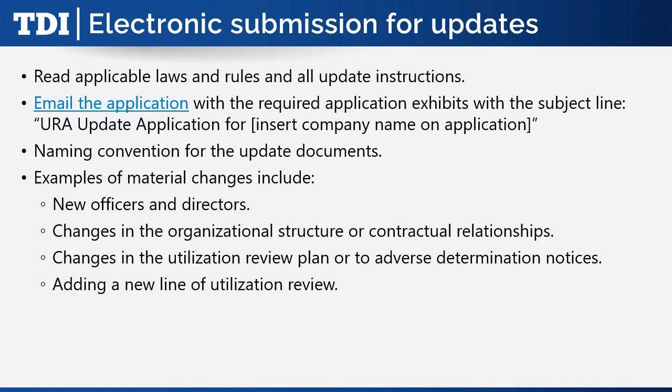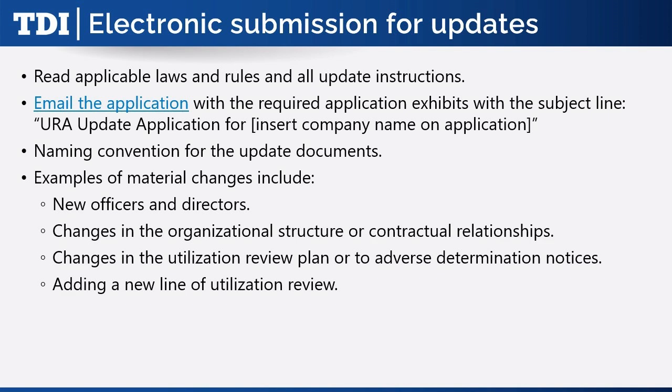For updates, you won't use the same system that renewal applications use that includes the red action button for online submission. Instead, you will email the application with the required application exhibits to our application email receiver. Make sure you enter an email subject line as we instruct: URA update application for, and then insert your company name on the application. Make sure to use the correct designated naming conventions found in the naming convention link on our webpage.